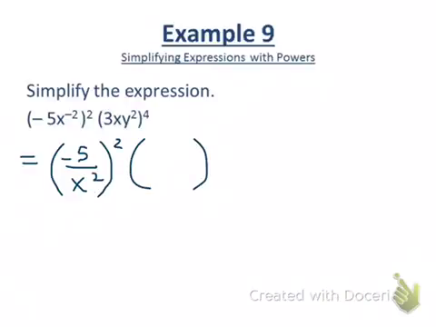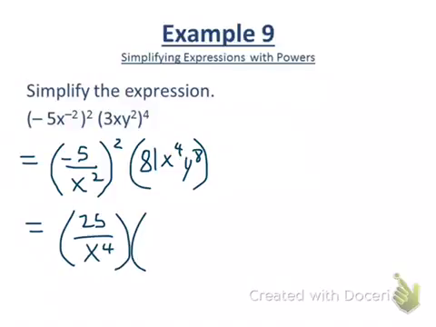We can go ahead and do this one, can't we? What's 3xy squared to the 4th power? 81 x to the 4th, y to the 8th. All right. Now, let's square what we've got over here. What's -5 over x squared, squared? 25 over x to the 4th, times 81 x to the 4th, y to the 8th. So the x to the 4th cancels. 81 times 25, y to the 8th.